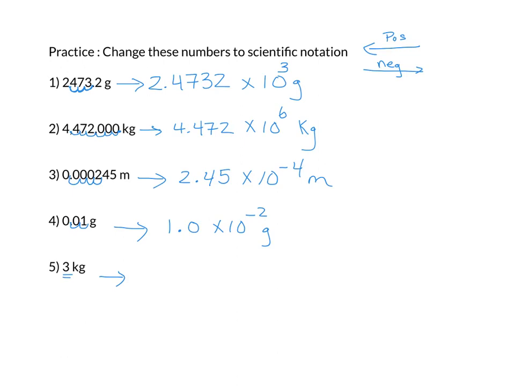Number 5, 3. There's no decimal, so you can put the decimal at the end. 3 point. Now, if you noticed, 3 is more than 1 and less than 10. So we don't have to move the decimal because 3 is already more than 1 and less than 10. But this is not scientific notation. It's missing something. It must have times 10 to the power. But we are not moving the decimal anywhere. So it's going to be times 10 to the power of 0.